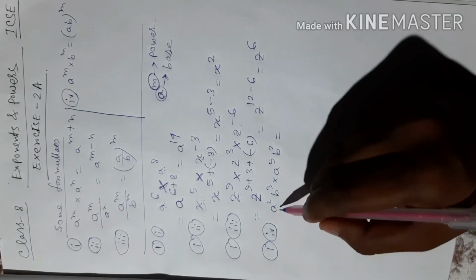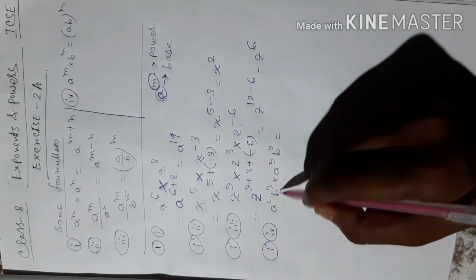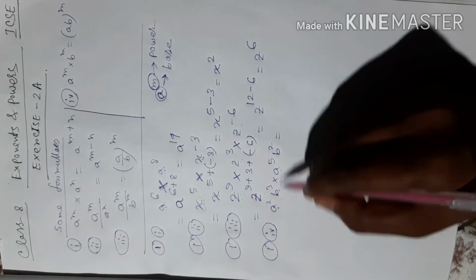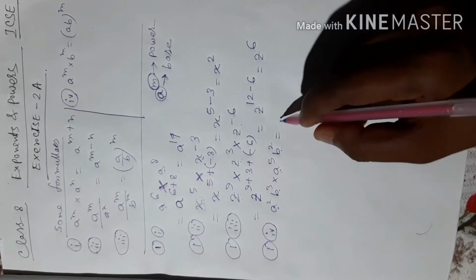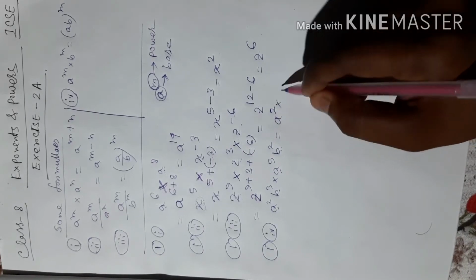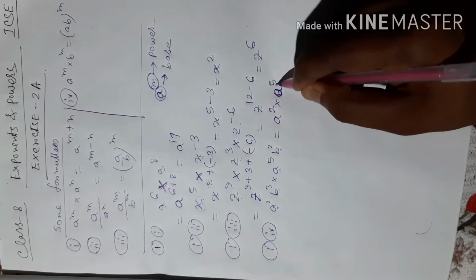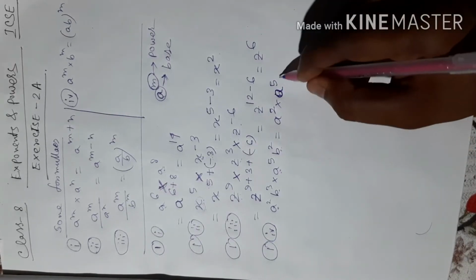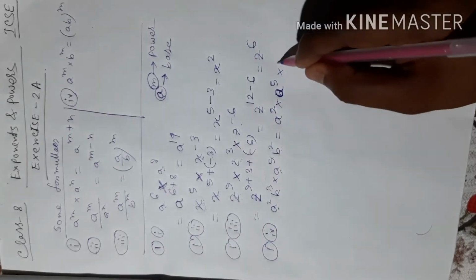So here we see the different bases A and B. Here we can see A and B are different bases. So we can write the similar base, and here are two similar bases.